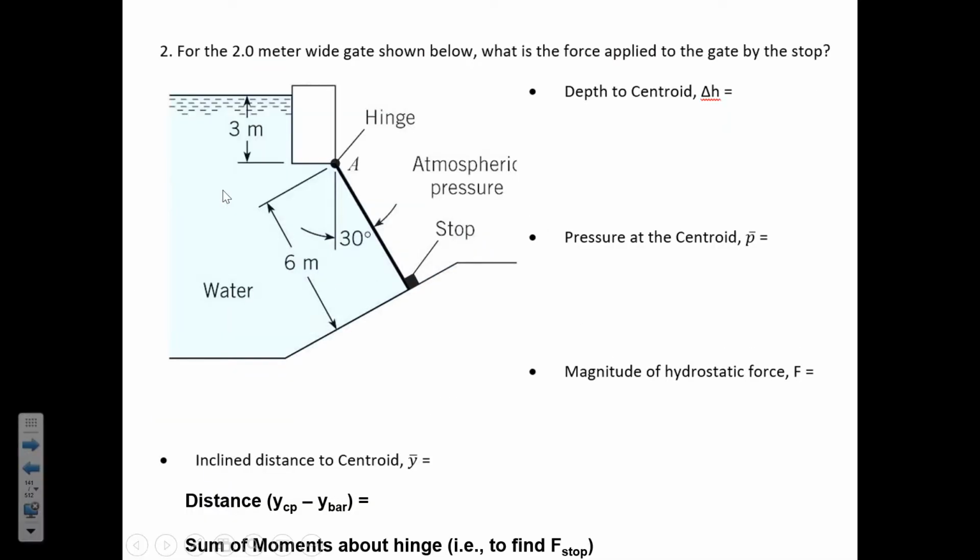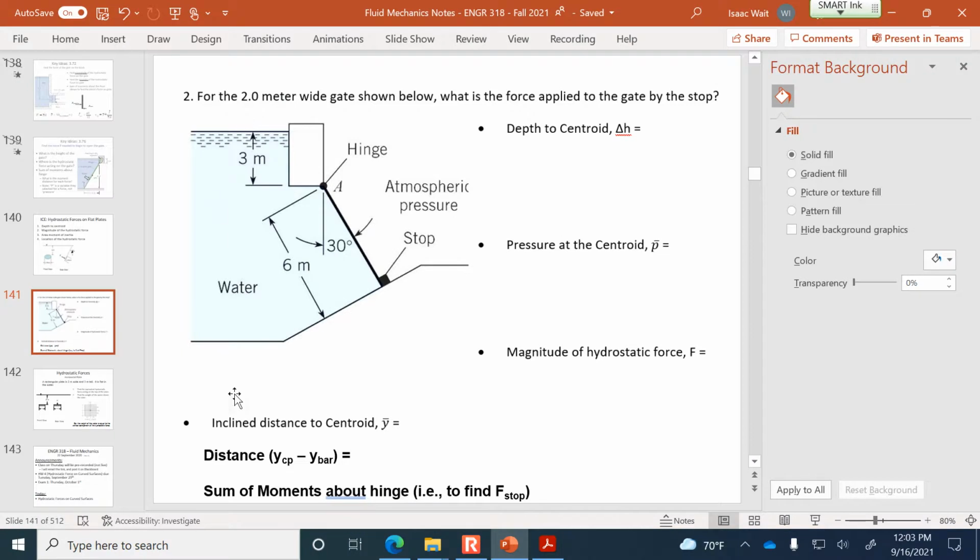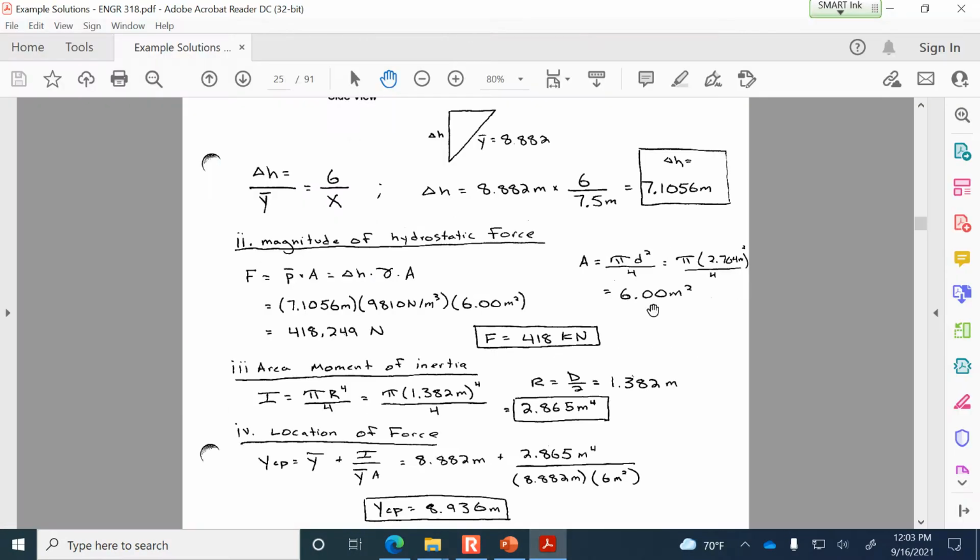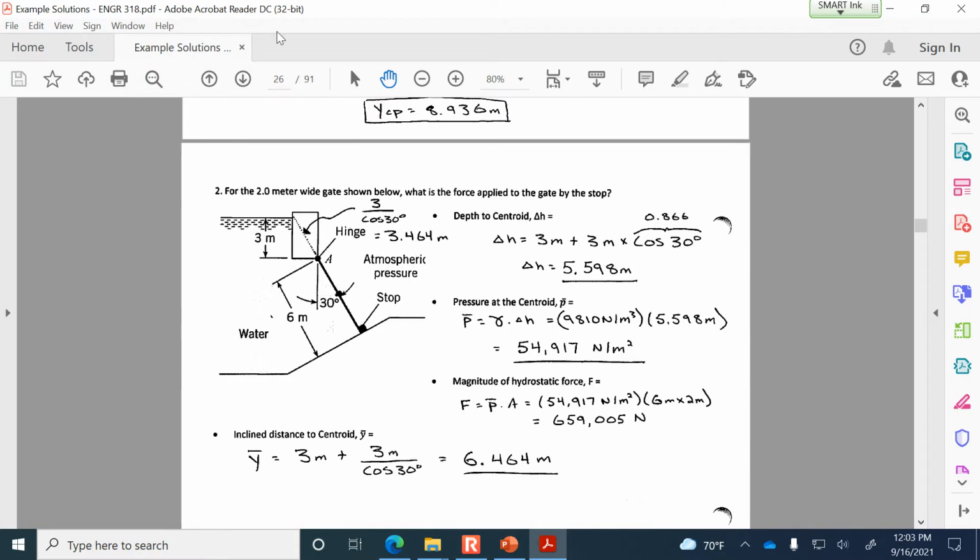Okay, let's look at the solution. I'm going to bring it up on the screen here in a second. On the whiteboard, I drew a little bit more detail about the geometry that applies for calculating the delta H and the Y bar. Hopefully that's useful, but let's just take a look at the first part of this.